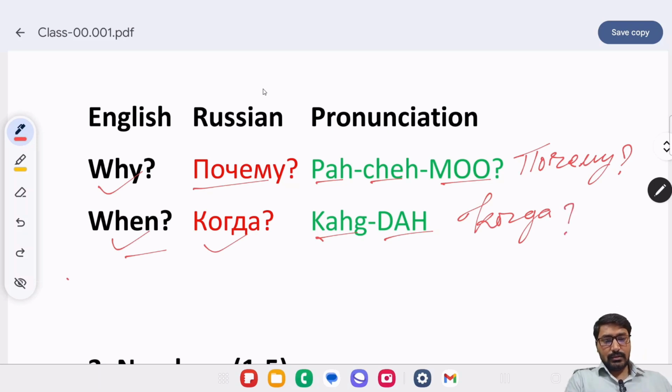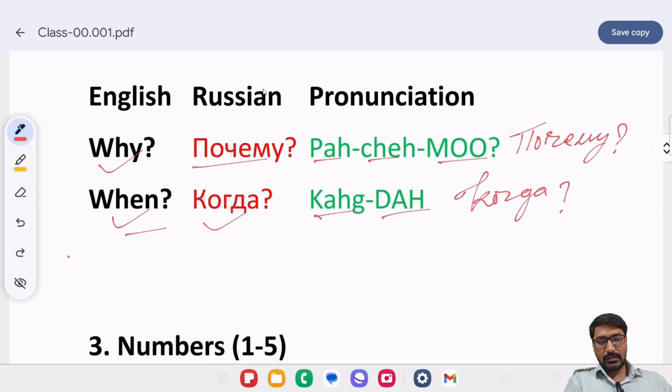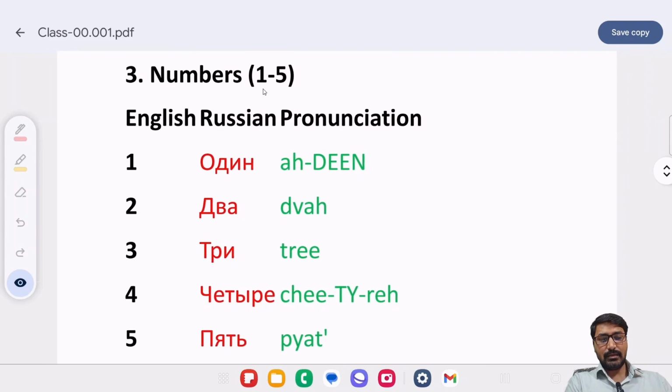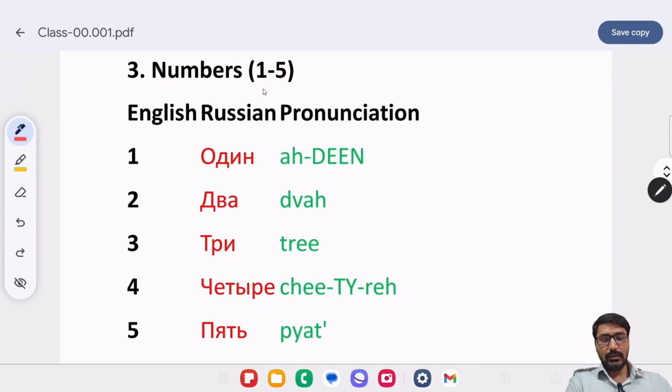So I think you are clear now. Let's move to another page. Here numbers are there. Some similarities with our Sanskrit or Hindi. First of all, this is 1, 2, 3, 4, and then 5. Till 5 I will teach you now.